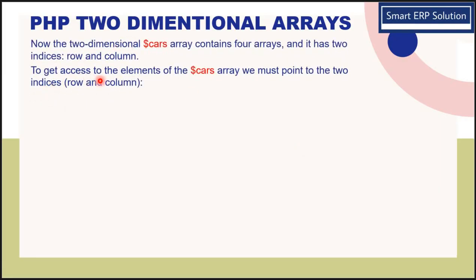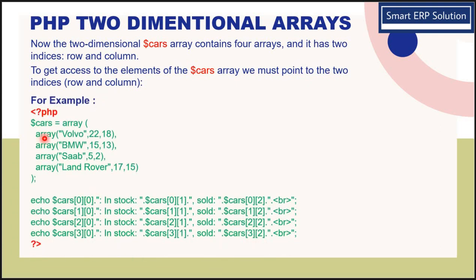To get access to the elements of the cars array, we must point to the two indices, row and column. For example, this is the two-dimensional array as discussed in the earlier slide. Then we write echo $cars within the third bracket [0][0], in stock [0][1] and sold [0][2].